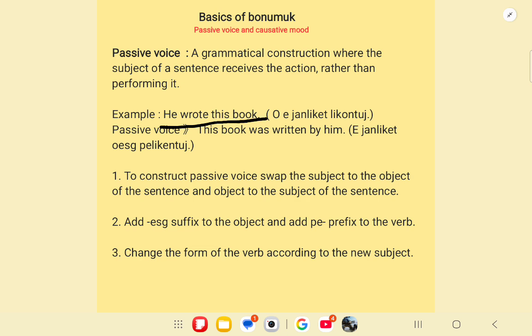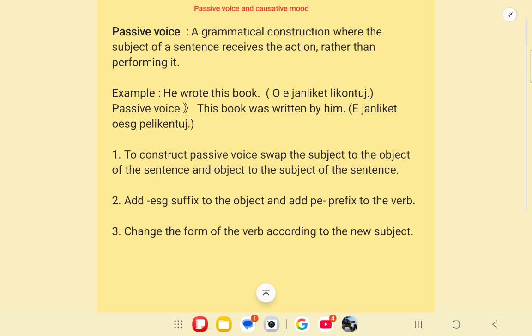He wrote this book. This is an English example, and in Bonumuk it is O A Jan Liket Likon Tuj. Okay, this is the translation in Bonumuk. And in passive voice, A Jan Liket Oesg Peliken Tuj. So, what happened? The object of the sentence, which is A Jan Liket, became the subject of the sentence, and the subject of the sentence O became the object of the sentence.